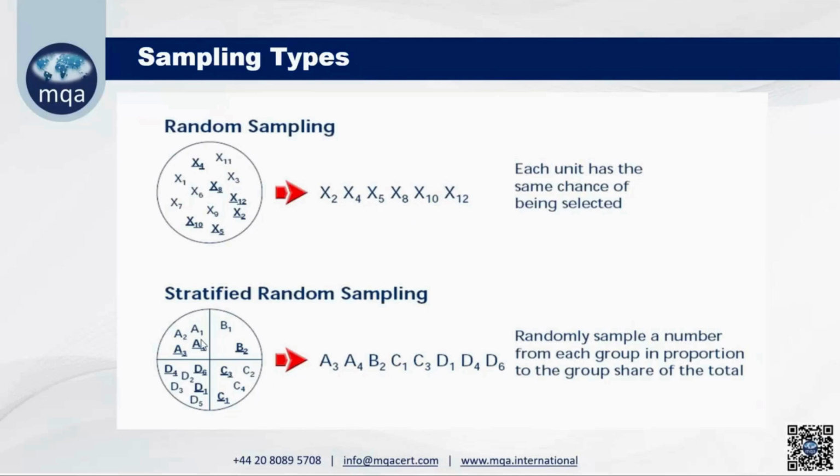Suppose from A type of machine I have collected samples, from B type of machine I have collected samples, from C type of machine I have collected samples, and from D type of machine I have collected samples. So it is stratified sampling. Stratification is a process, and if you have gone through the 7 QC tools, one of the tools is stratification.